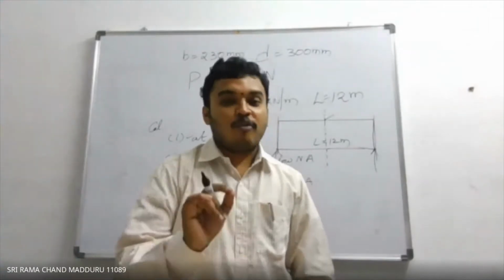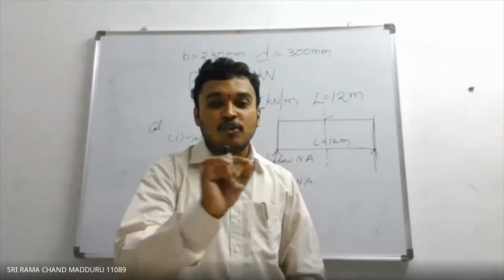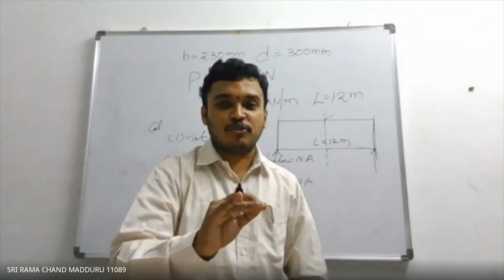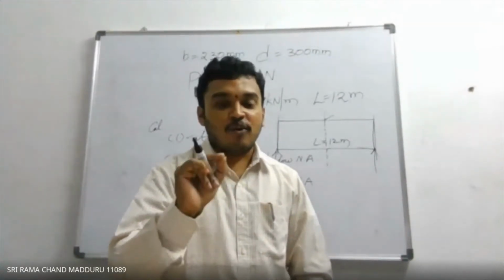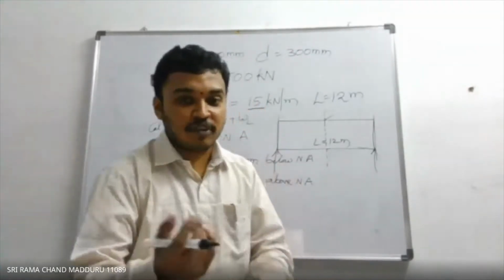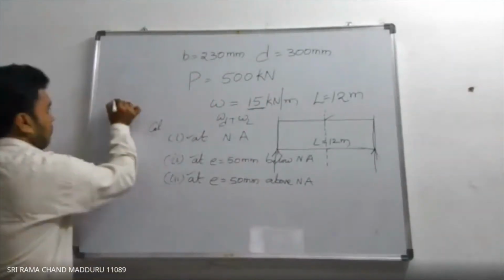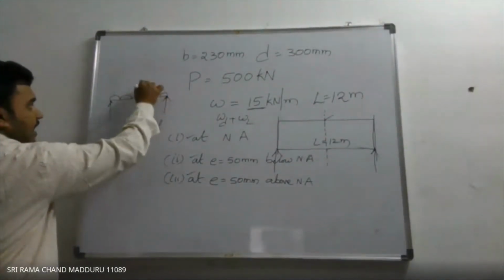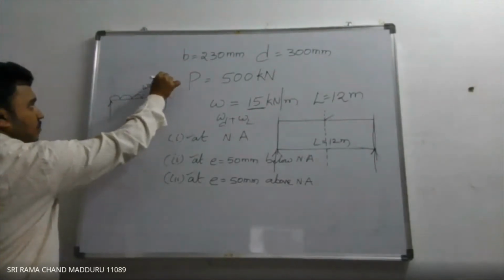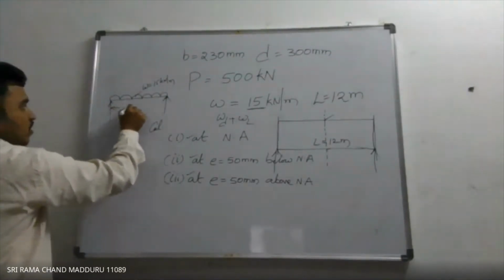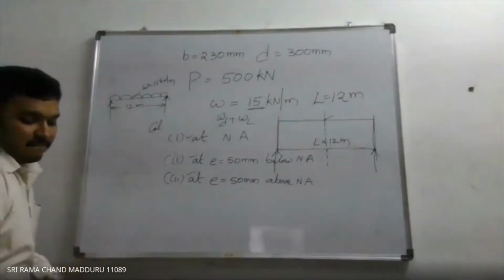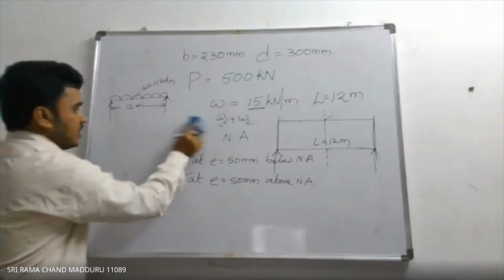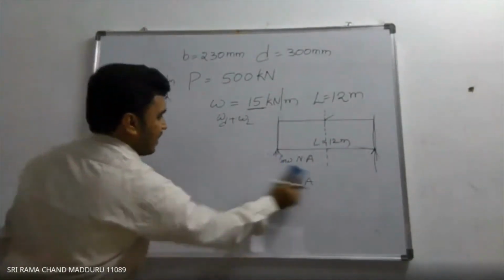So what is happening is there is no change in the normal stress due to pre-stressing. The change is only with respect to loading. As we are calling it a simply supported beam with UDL, W is equal to 15 kilonewton per meter and the loaded span is 12 meters, you already know the maximum bending moment at the midspan.